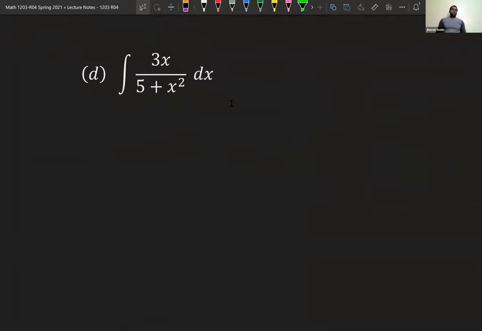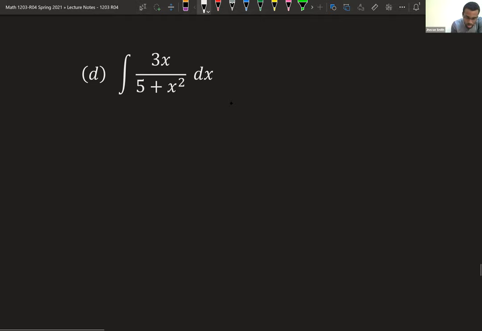Another example. Integral of 3x over 5 plus x squared looks very complicated. Doesn't look like a basic rule. Why is it complicated? The denominator makes it complicated. Let's replace the denominator.